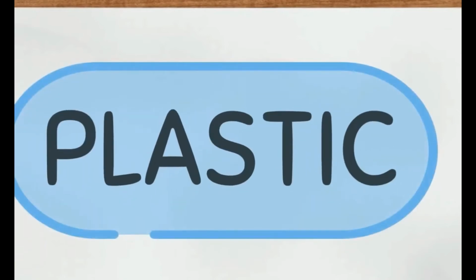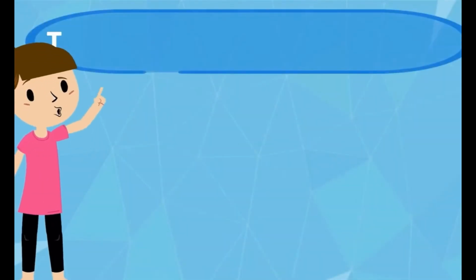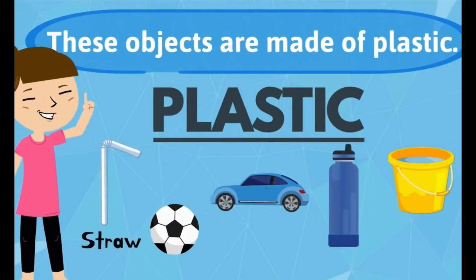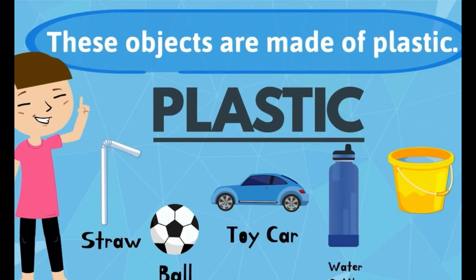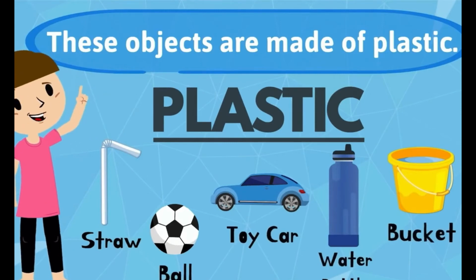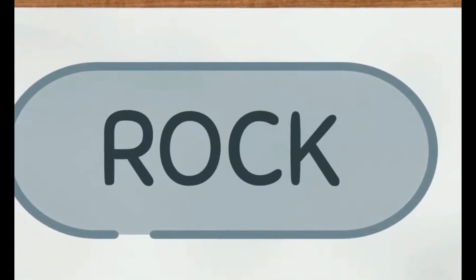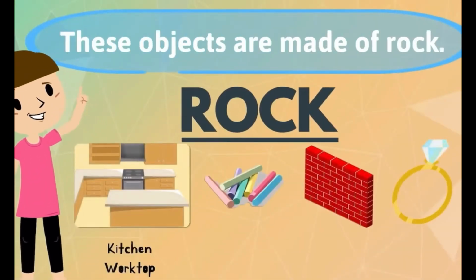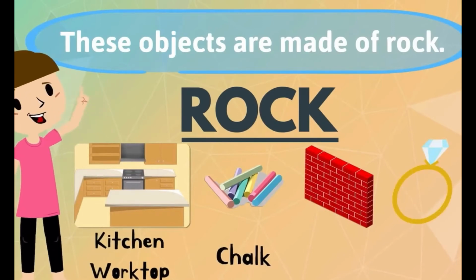And now we have plastic. These objects are made of plastic. Everybody say plastic. Very good. Next we have rock. Everybody say rock. Excellent. And these objects are made of rock.